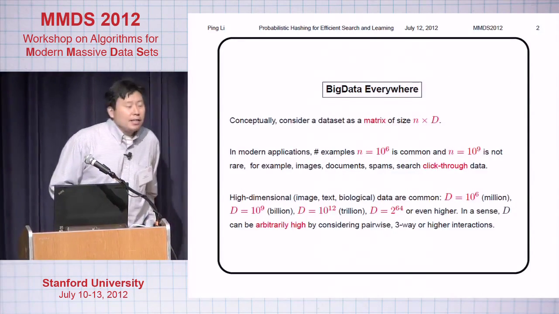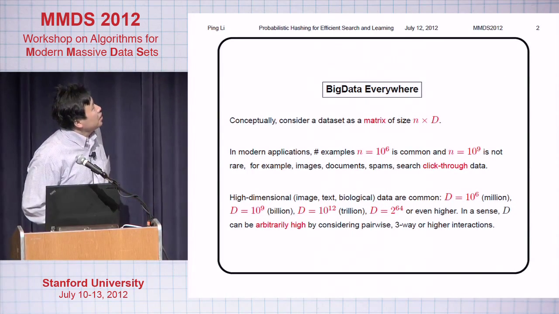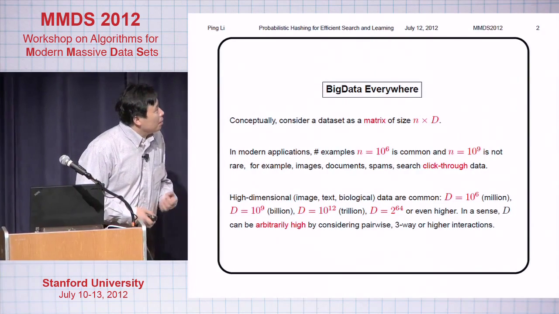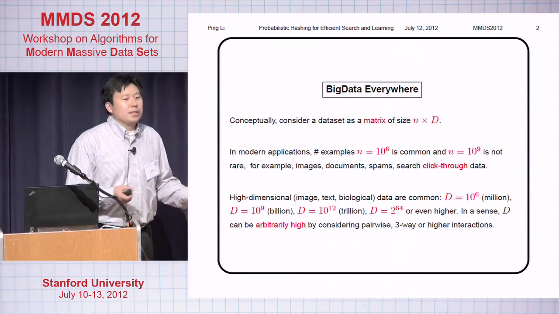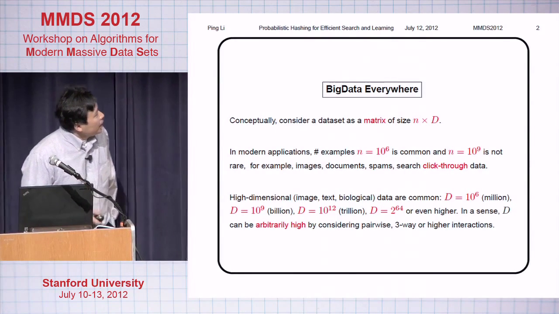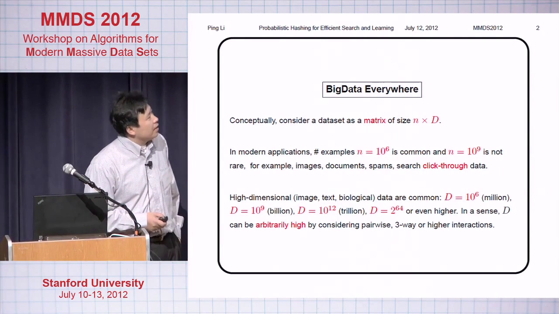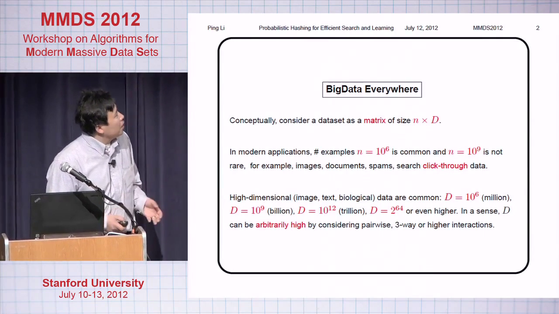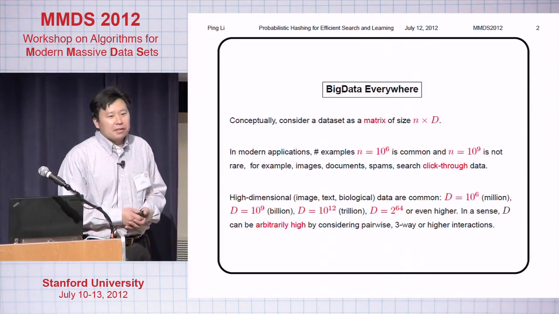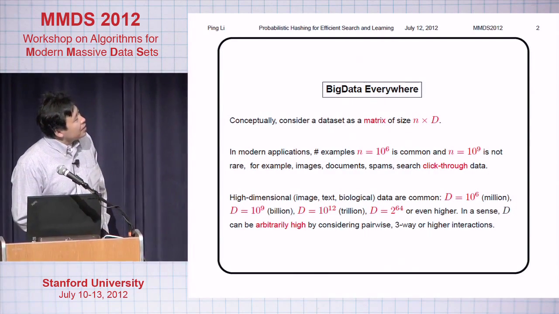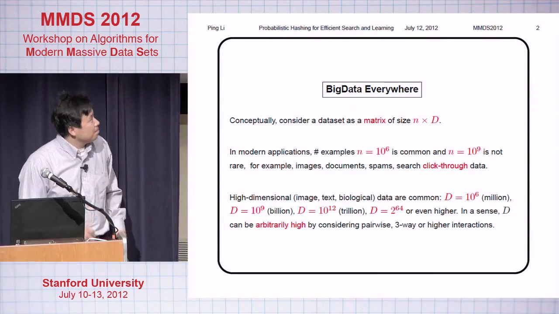Nowadays people talk about big data. If you view the data sets as a matrix of size n and d, in modern applications the number of examples, 1 million is very common, 1 billion is not rare. And if you think about click-through data, you really have an unlimited number of examples. High-dimensional data are also very natural and common in imaging, text, and biological data. For example, it's common to use million or billion, and some papers use a trillion or 2 to the 64 or even higher as a convenient upper limit. So in a sense, the dimension can be arbitrarily high by considering pairwise, three-way, or high-order interactions.